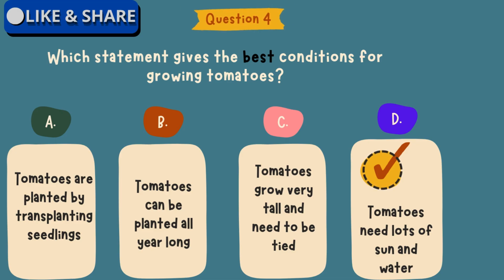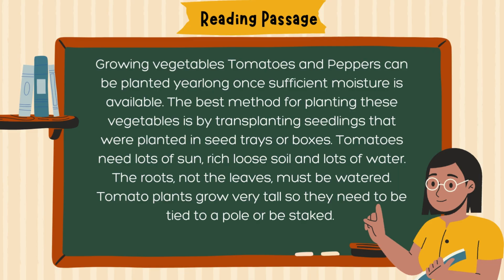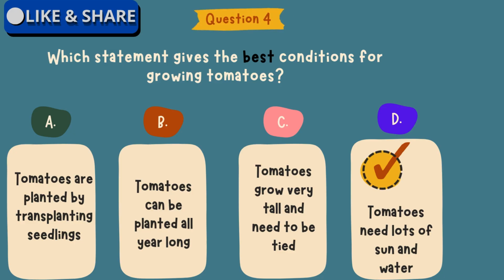Which statement gives the best conditions for growing tomatoes? The answer would be D. Tomatoes need lots of sun and water. And if you review the passage, then you'll definitely see that. Here it says tomato needs lots of sun, rich soil, and lots of water. And based on the options that we're given here, the most ideal answer would be D.